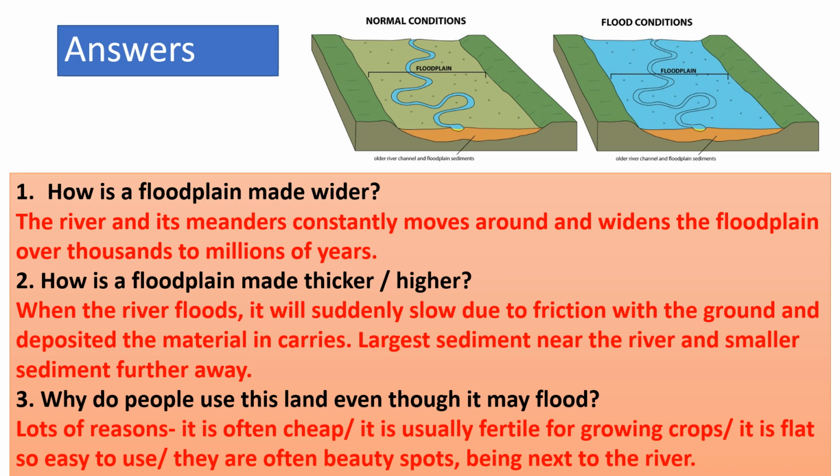Question 3. Why do people use this land even though it may flood? Well, there's lots of reasons. It's often cheap. It's usually fertile for growing crops because of the silt. It is flat, so easy to use. They're often on beauty spots because they are next to the river.